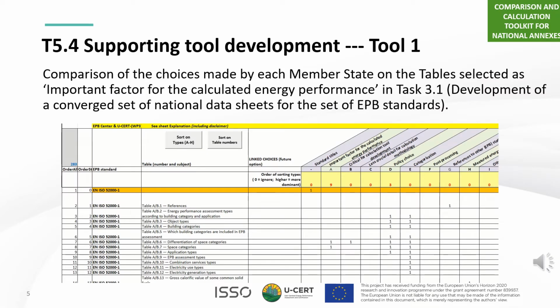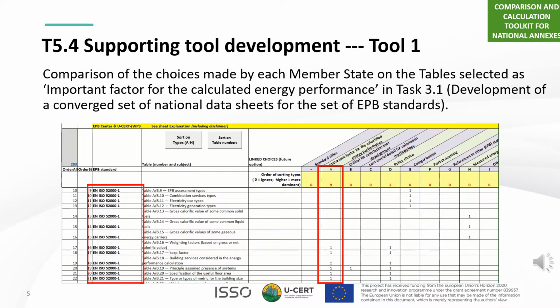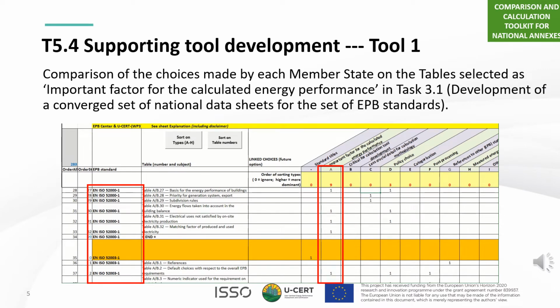The idea behind U-CERT Tool 1 is to assess the choices made by each member state on the tables selected as important factor for the calculated energy performance in U-CERT Task 3.1. These tables are part of standard EN ISO 52000-1, the overarching EPB standard that provides the general framework of the EPB assessment and that establishes a systematic, comprehensive, and modular structure for assessing the energy performance of new and existing buildings in a holistic way.